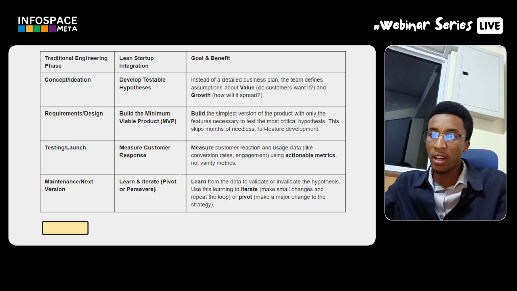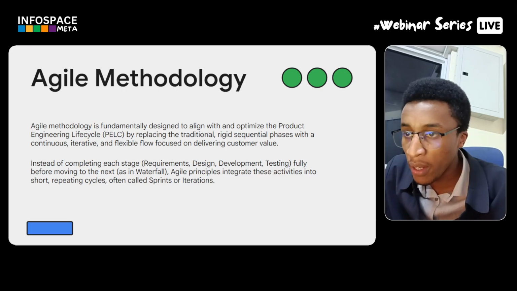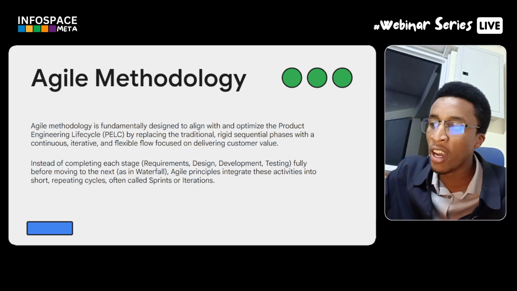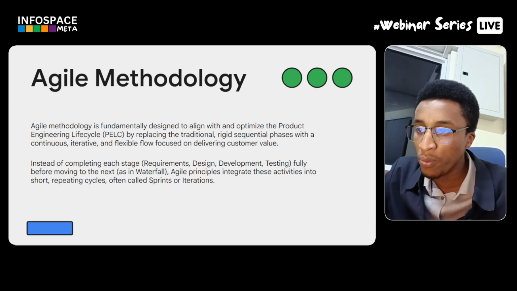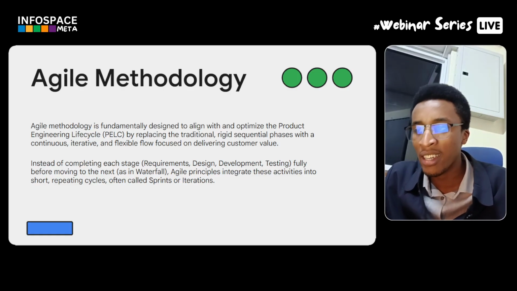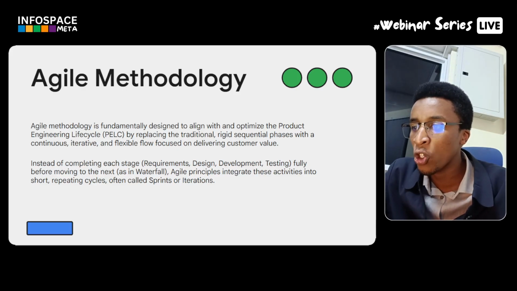And then I'll quickly move to agile methodology. These are methodologies that we will normally use to optimize the engineering life cycle. These methodologies actually work with the traditional life cycle to make you move faster. So we replace the traditional rigid phases with a continuous, iterative, and flexible flow focused on delivering customer value. So instead of completing each stage fully before moving to the next, Agile will integrate these activities into short repeating cycles.